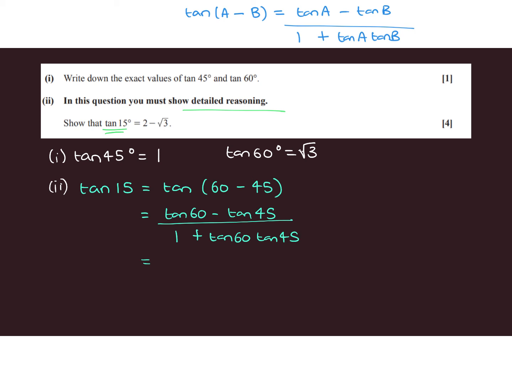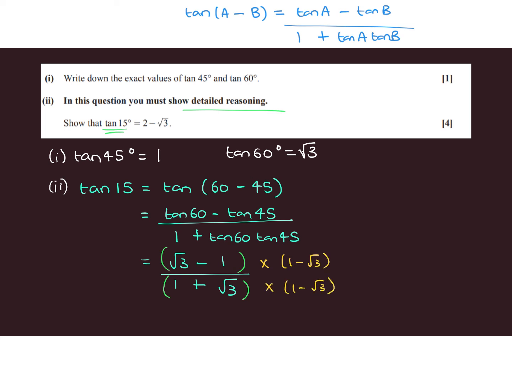Now, tan 60 we know is root 3. Tan 45 we know is 1. And this is all over 1 plus tan 60 times tan 45, which is just root 3. And this then becomes a surd problem, and we're going to rationalise the denominator here, multiplying both the numerator and denominator by 1 subtract root 3.